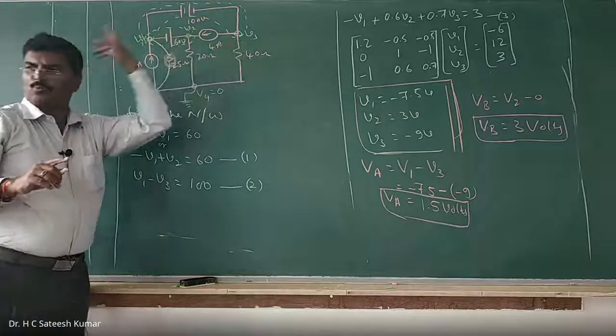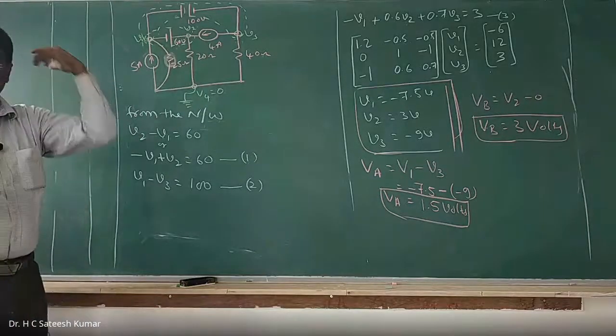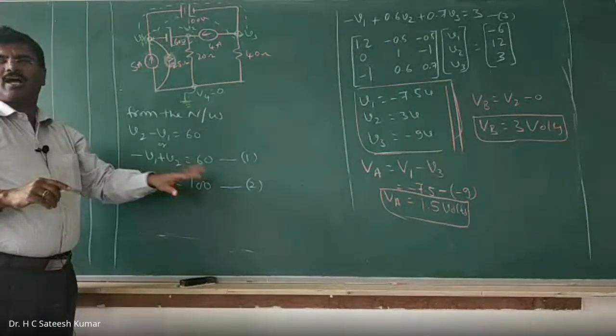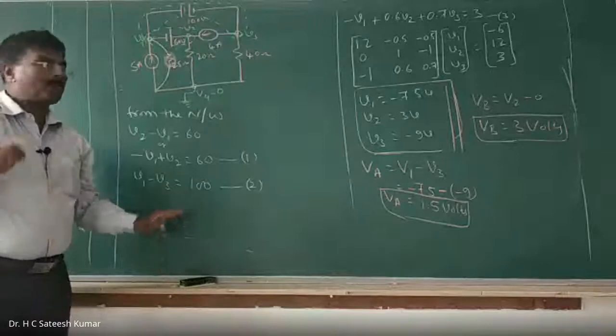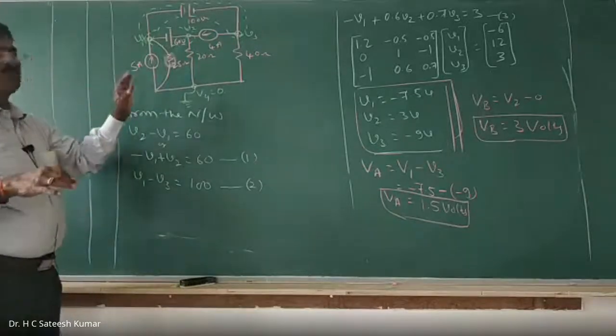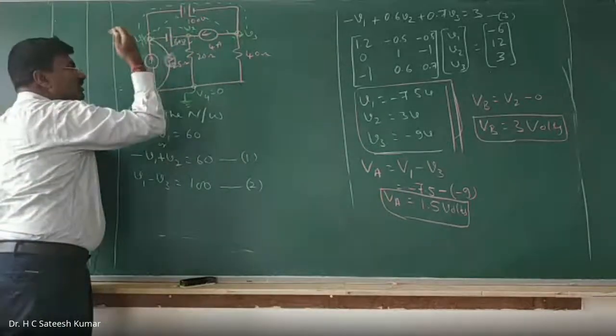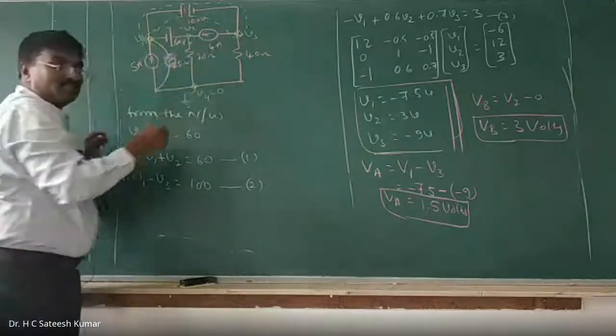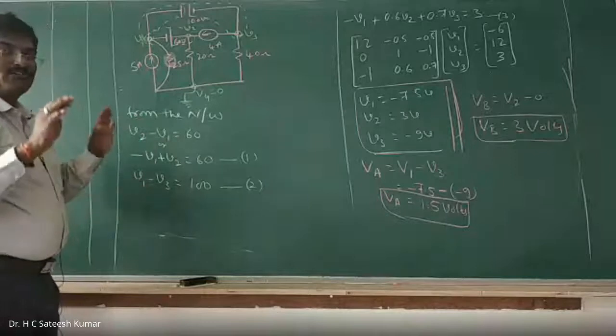These are super nodes. Therefore, we have to apply KCL. Only super nodes you have; you don't have any other nodes to apply the KCL. All of them are super nodes. This is combined with this one, therefore this is a super node. This is combined with this one, this is a super node. This and this are combined with this, therefore that is also a super node. Therefore we have to apply the KCL.